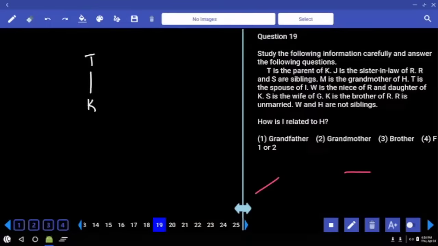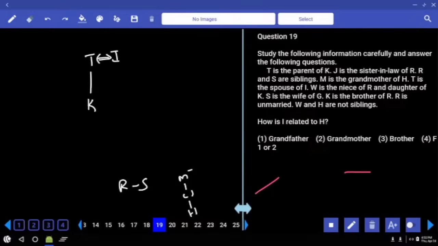J is the sister-in-law of R. R and S are siblings to each other. Which two persons are siblings? R and S are siblings to each other, and J is the sister-in-law of R. M is the grandmother of H. T is the spouse of I. T and I are married to each other.